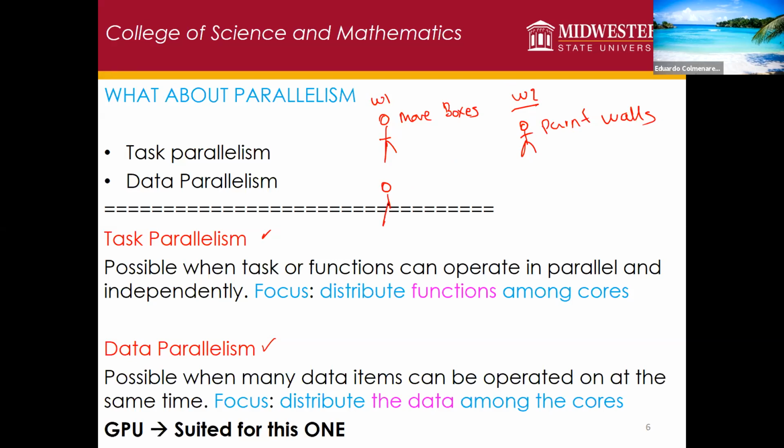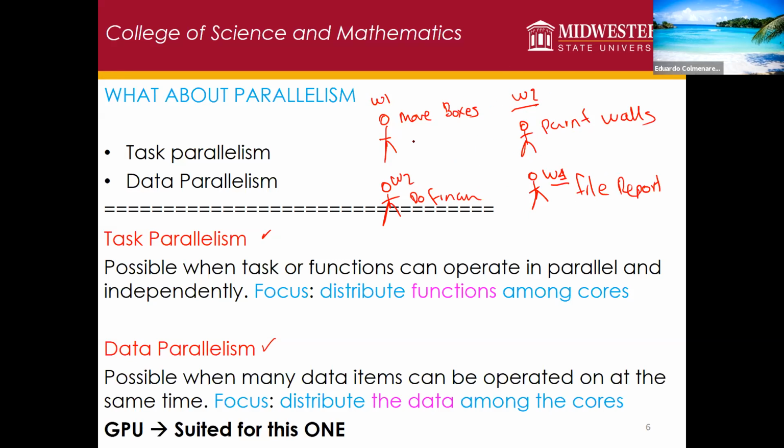The third worker, worker number 3, is going to do financing. And the fourth worker is going to, I don't know, let's say, file reports. So as you guys can see, move boxes, paint walls, do financing, and file reports, all these are going to be tasks.